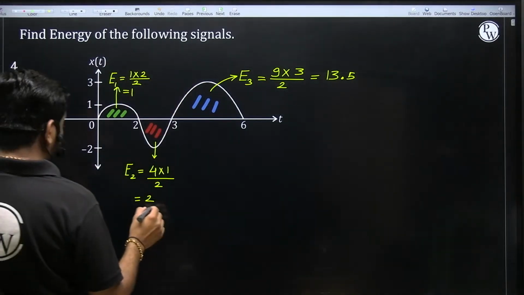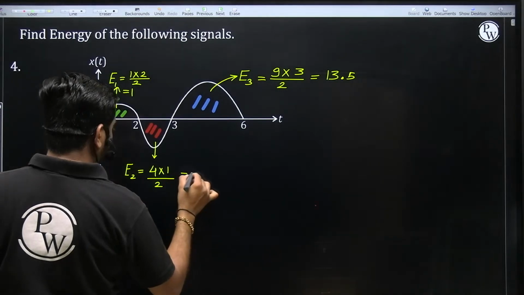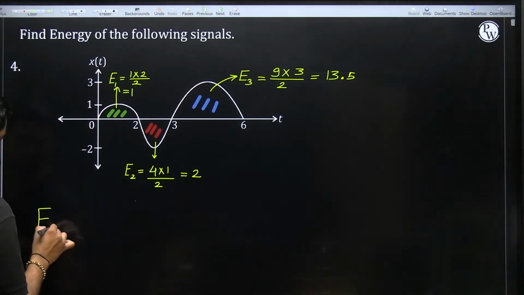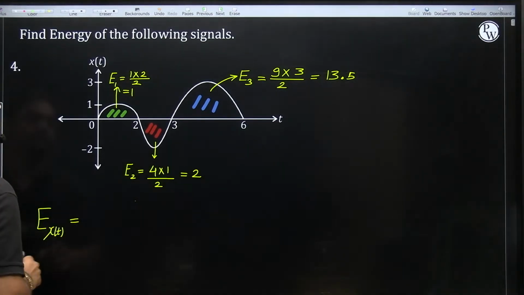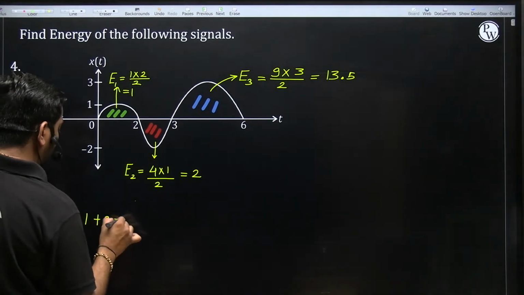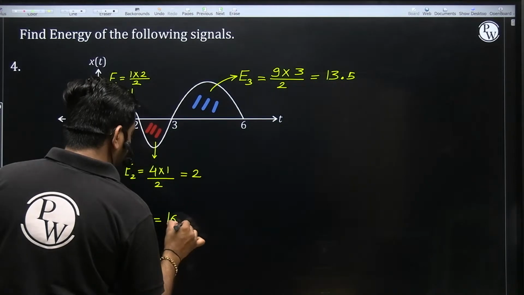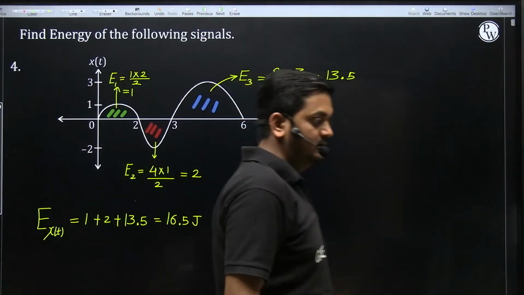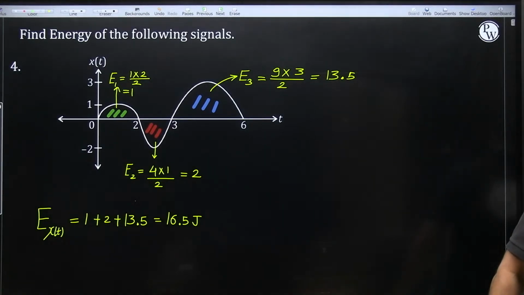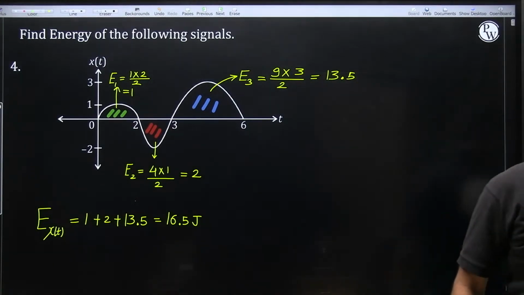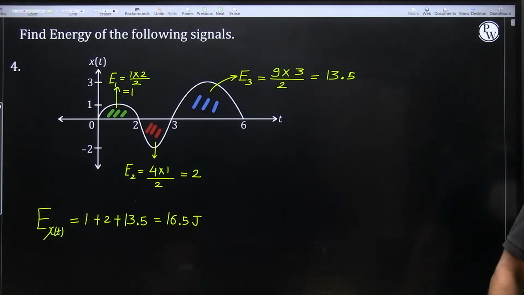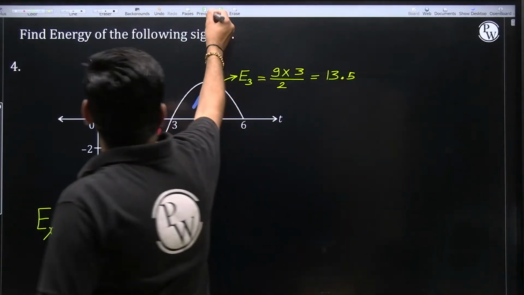So what will be the total energy? Total energy is the sum of the individual signal energies as the multiplication of any two signals is 0. So 1 plus 2 plus 13.5, that's why it is 16.5 joule. Clear to each and everyone? So 16.5 joule is the right answer for this question.